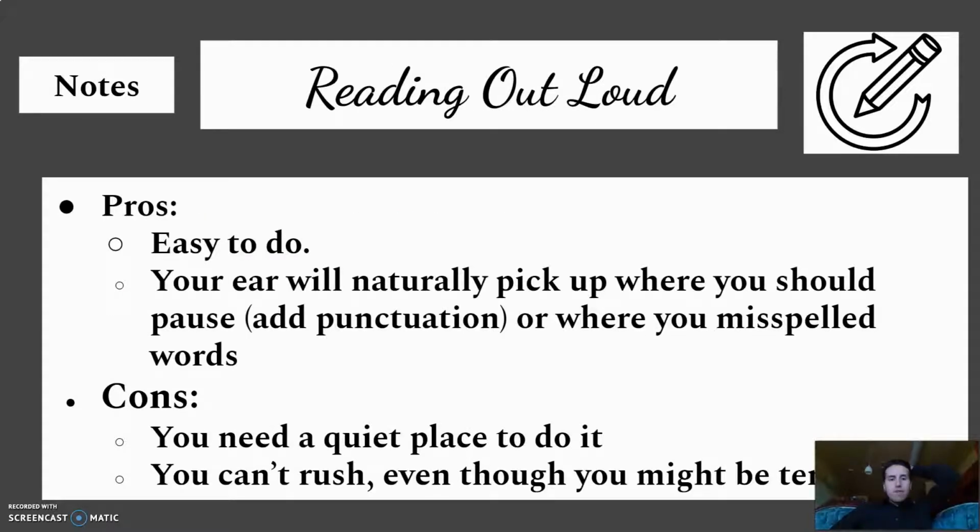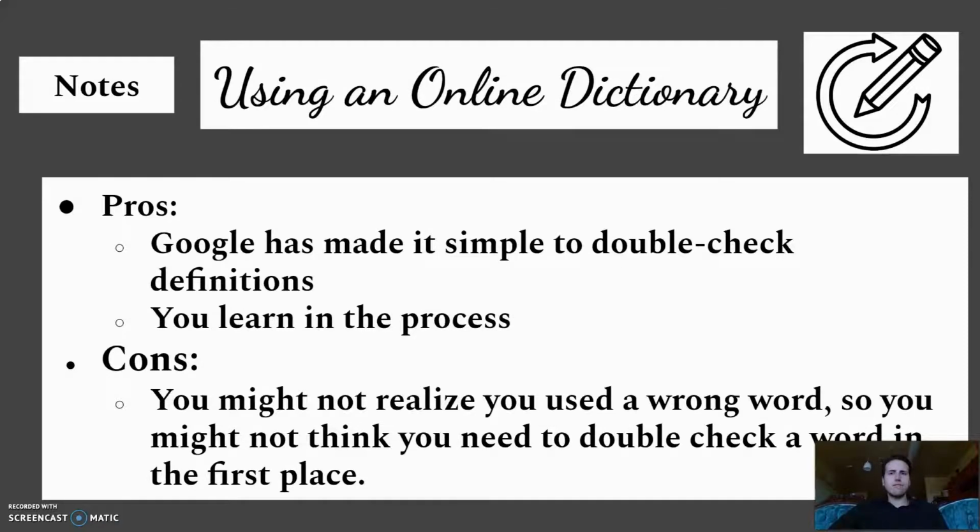Reading out loud to yourself is when you read out loud to yourself as you're going back. The pros of this is it's easy to do for most of us, and your ear will naturally pick up where you should pause and add punctuation or where you might have misspelled words. By reading out loud, you're forcing yourself to carefully and methodically read through your essay. The cons are, though, you do need a quiet place to do it, otherwise it doesn't really work, and you also can't rush through it even though you might be tempted to. You need to really take your time reading through your essays.